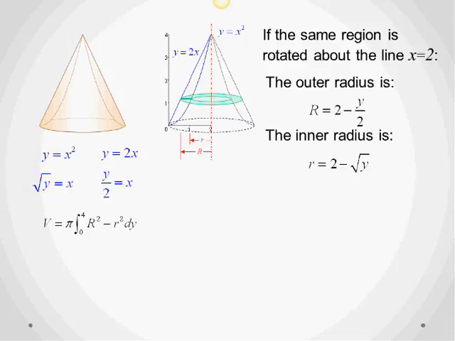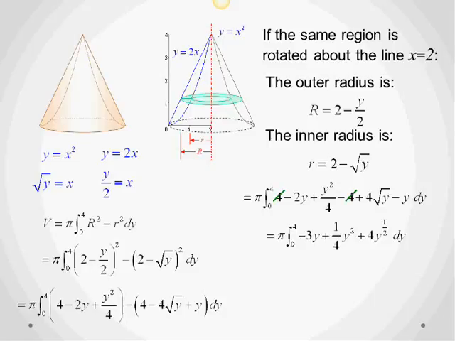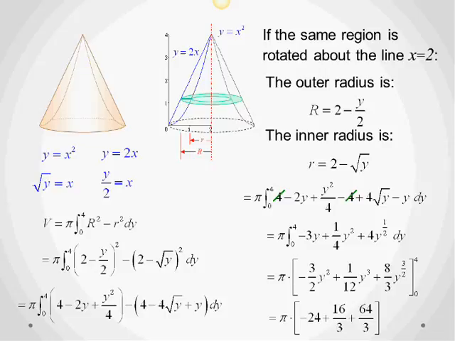So when we integrate that, we're going to integrate it still with respect to y because we're rotating it around an axis that is vertical. And go through and I find these, sorry, I'm rushing through this, 8 pi over 3 is the same.